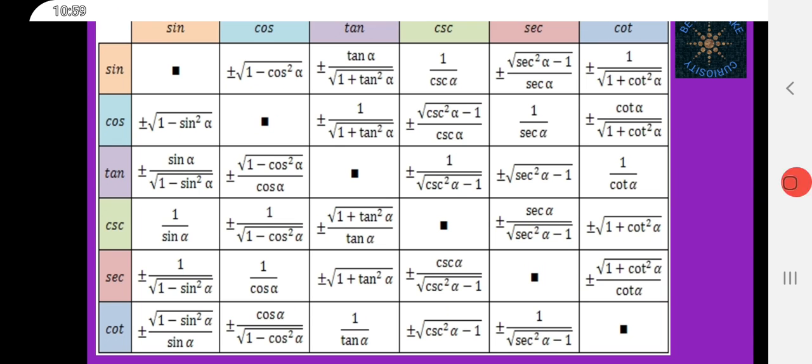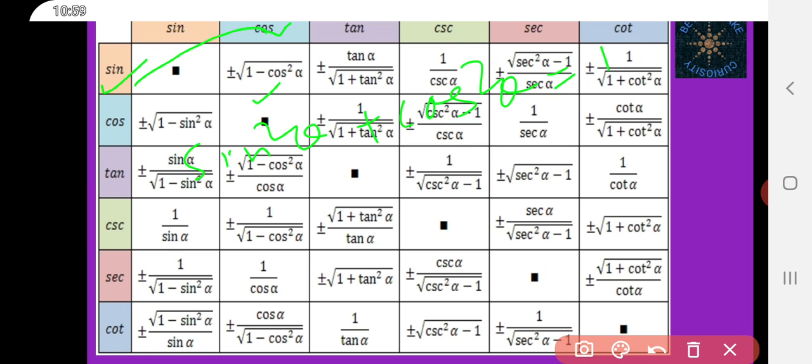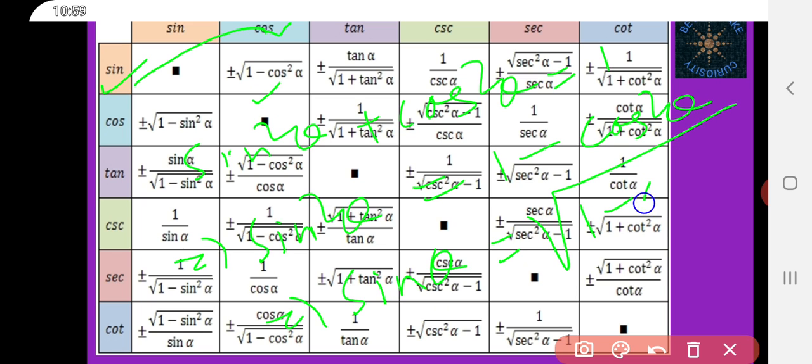Here you see, sin theta in terms of cos you can write like this. Okay, you know sin square theta plus cos square theta is equal to 1. So sin square theta is equal to 1 minus cos square theta, and sin theta is equal to the square root of 1 minus cos square theta. So sin theta in terms of cos is this. Okay.